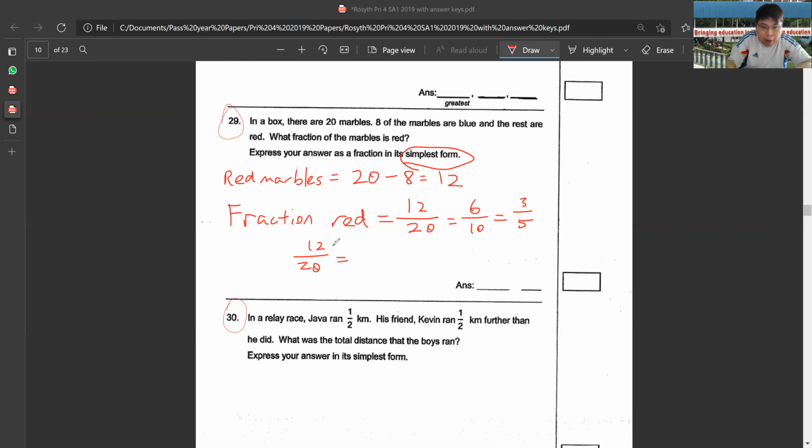Another way, 12/20, you divide by 4 top and bottom. 12 divided by 4 is 3. 20 divided by 4 is 5. 3/5. Okay, get it now? Yes.